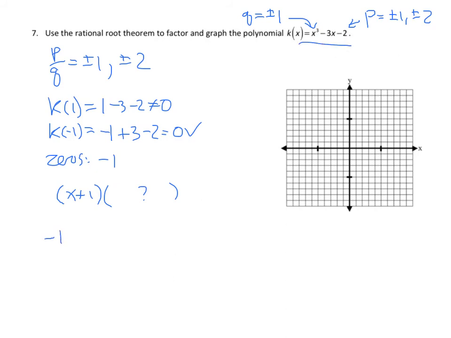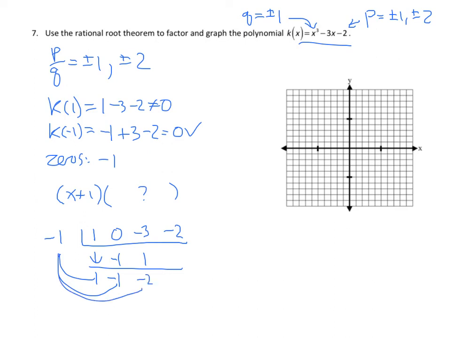Using synthetic division, I put a negative 1 in the front. My coefficient for x to the third is 1. I don't have an x squared term, so I put a 0. My coefficient for x is negative 3, and my constant is negative 2. I bring down the 1, multiply, I get negative 1. Add 0 plus negative 1 is negative 1. Multiply, I get positive 1. Add negative 3 plus 1, I get negative 2. Multiply, I get positive 2. Add negative 2 plus 2, I get 0.